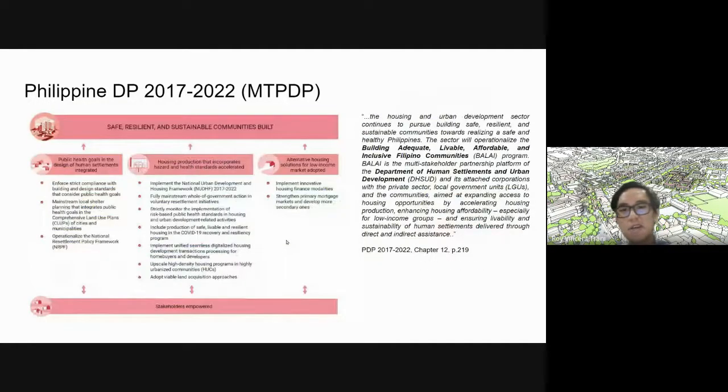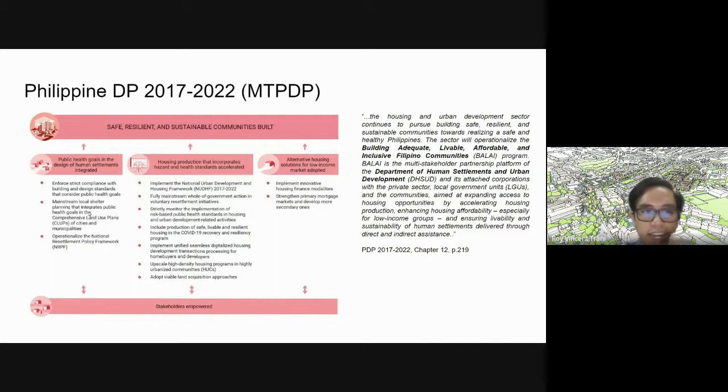But if we go to something that we understand, like architecture and housing, it's a little bit better. This is one of the goals: safe, resilient, and sustainable communities to be built. Three sub goals. Public health goals in the design of human settlements are integrated. So, enforce strict compliance with building design standards that consider public health goals. Building design standards, we all know what that is, but they don't specifically say which standards or what those standards say.